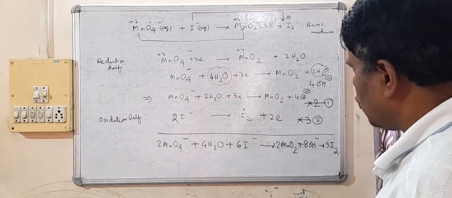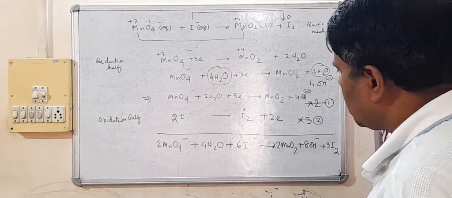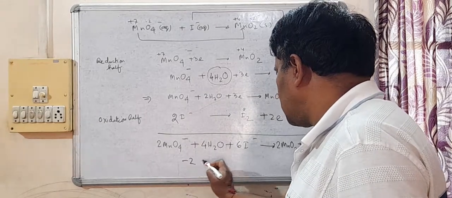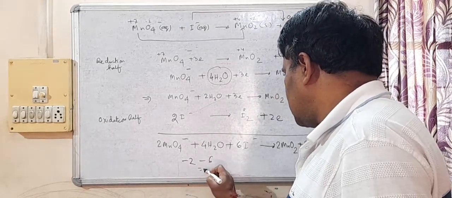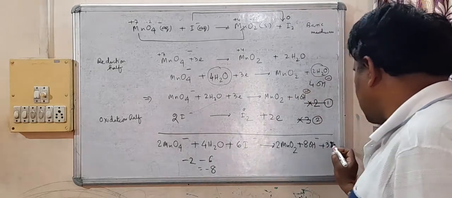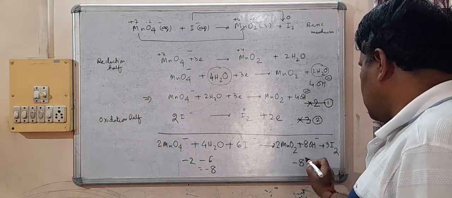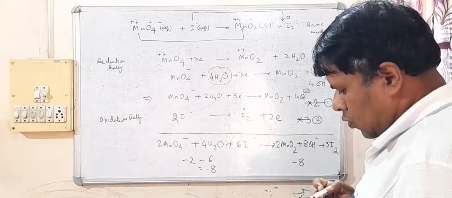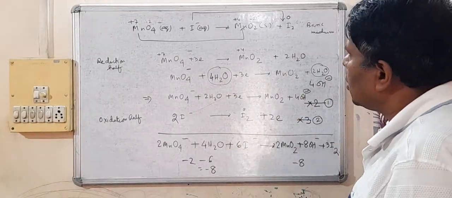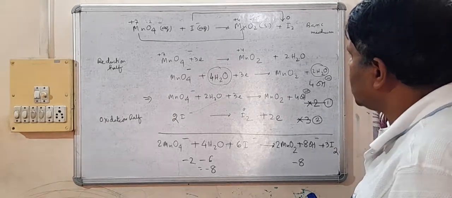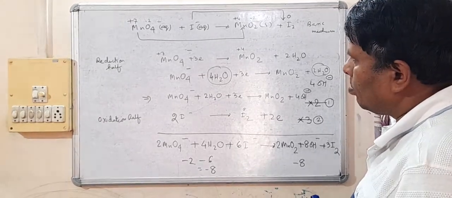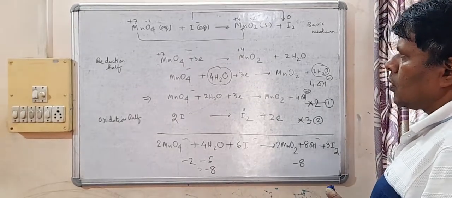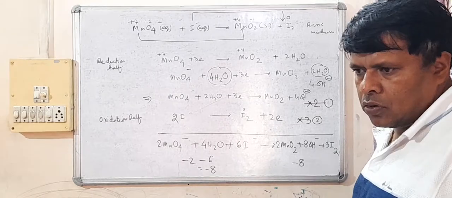As you know, to check whether it is balanced or not, we balance the charge. Left side, how much charge do we have? Minus 2, minus 6, so minus 8, and right side we have minus 8. So it's completely balanced. So this is how to do the ion electron method in basic medium. Now one more case let us do, one more case of balancing.